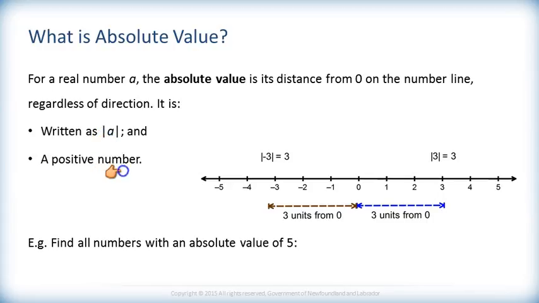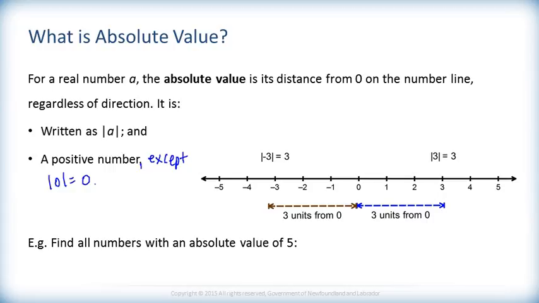And that value always works out to be a positive number, except in one case. The absolute value of 0 is equal to 0. And as we all know, 0 is neither positive nor negative.